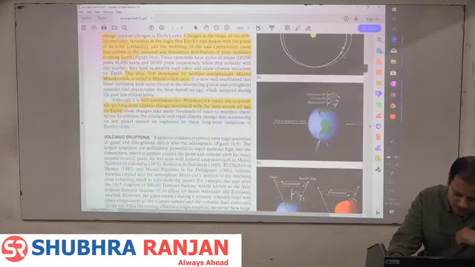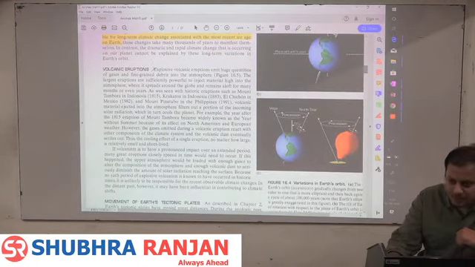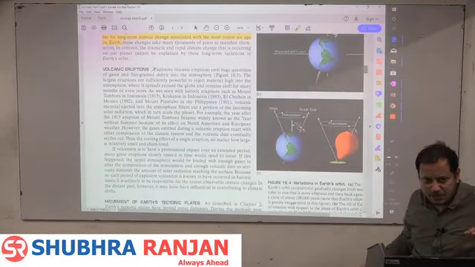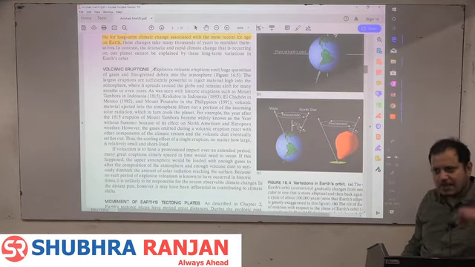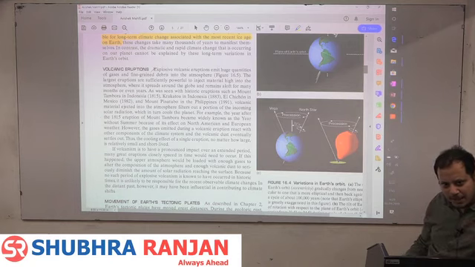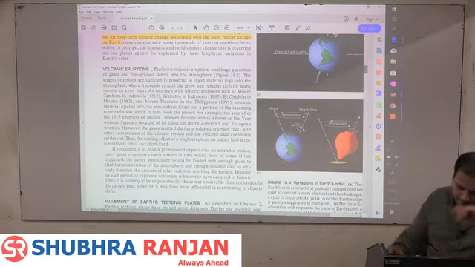Third is volcanic eruptions. What would this be saying? There are large scale volcanic eruptions which give out gases. These gases will block the sunlight, and as a result, initially there will be global cooling, but then there will be global warming because of the hot gases that are erupted. Fine.